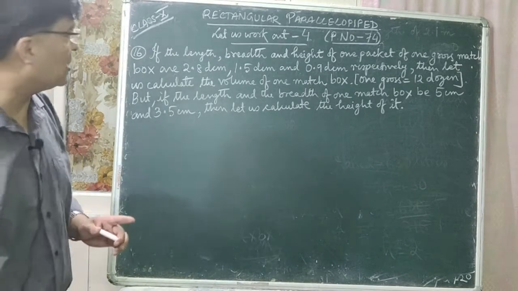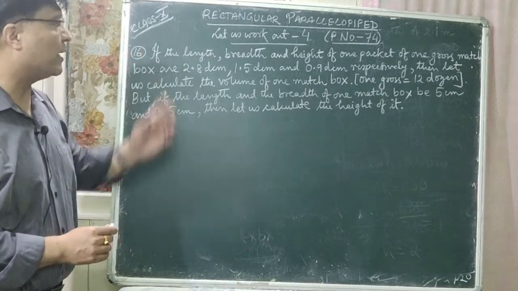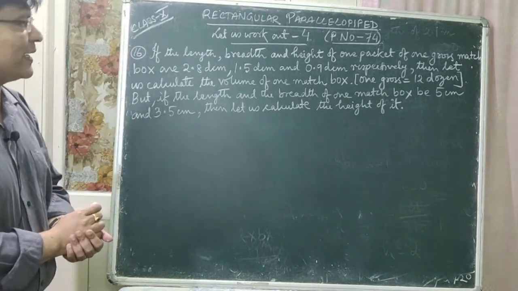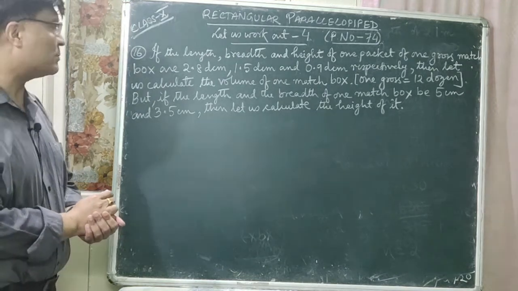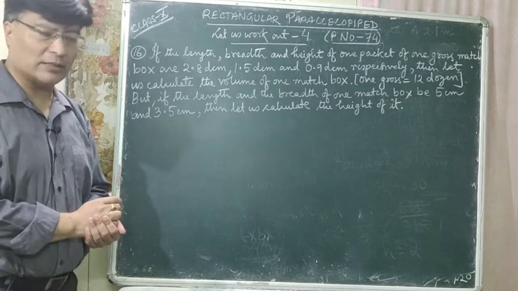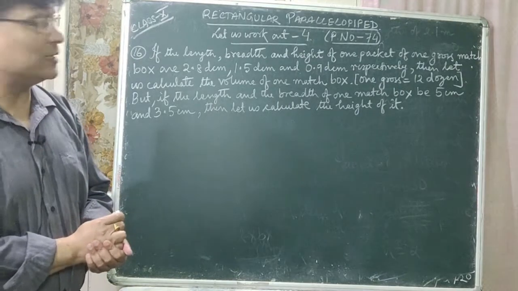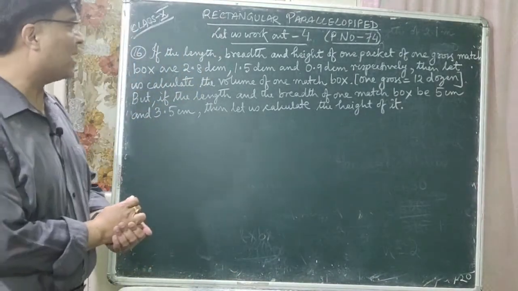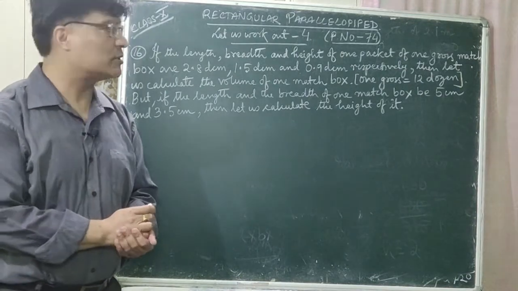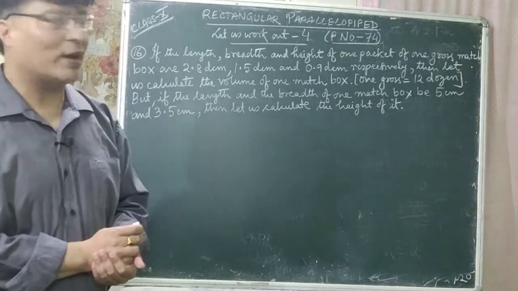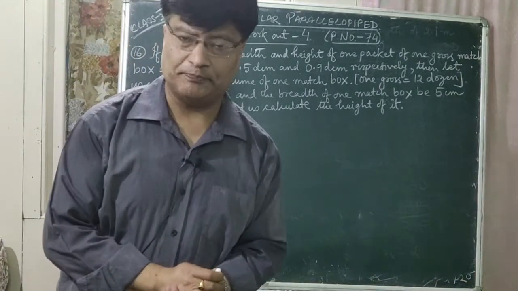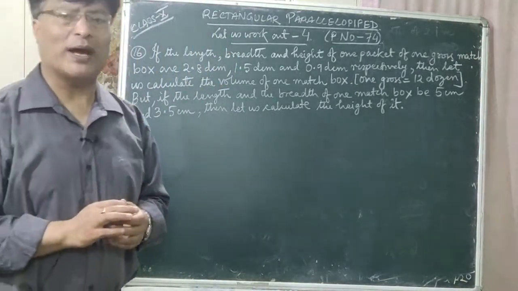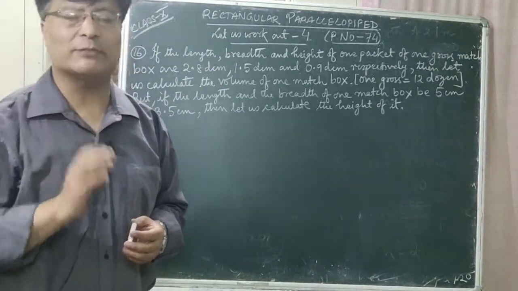The question number 16 is, if the length, breadth and height of one packet of one gross matchbox are 2.8 decimeter, 1.5 decimeter and 0.9 decimeter respectively, then let us calculate the volume of one matchbox. And it is also given that one gross is equal to 12 dozen. So there is a one packet of one gross matchbox.